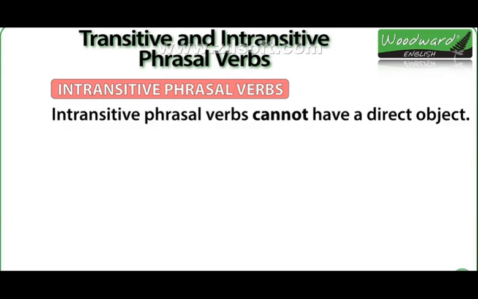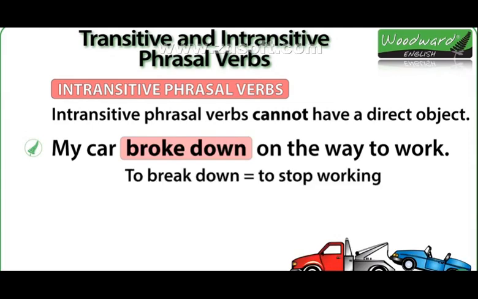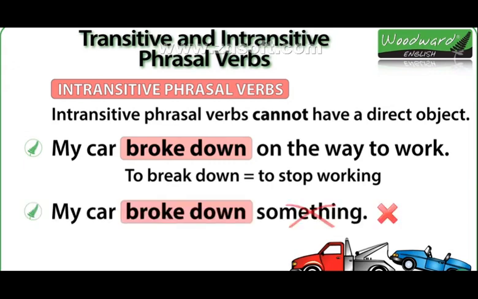Intransitive phrasal verb. Intransitive phrasal verbs cannot have a direct object. ما بتحتاج مفعول به تمام. Okay, we cannot have an object after an intransitive phrasal verb. My car broke down on the way to work. To break down هنا stop working يعني إنه تعطلت. My car broke down is another way to say my car stopped working. We cannot break down something.